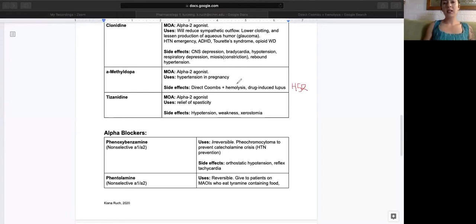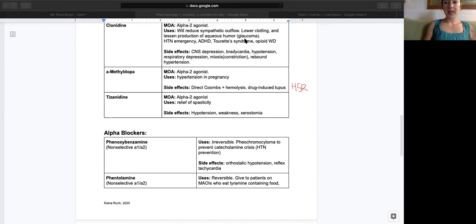Direct Coombs positive hemolysis, I do believe, is a type 2 hypersensitivity reaction where antibodies are built up on the surface of red blood cells, which causes hemolytic anemia, which can be really dangerous. And drug-induced lupus, I believe, is a type 3 hypersensitivity reaction where antigen-antibody complexes are formed in the circulation and deposit other places, like you'll see them in a butterfly type pattern, also known as a malar rash in lupus patients, and they'll deposit in the cheeks.